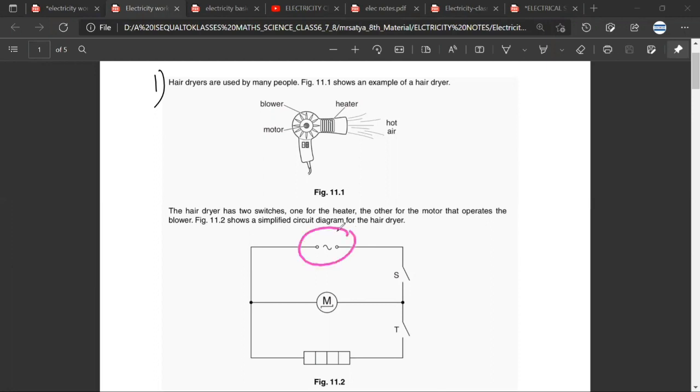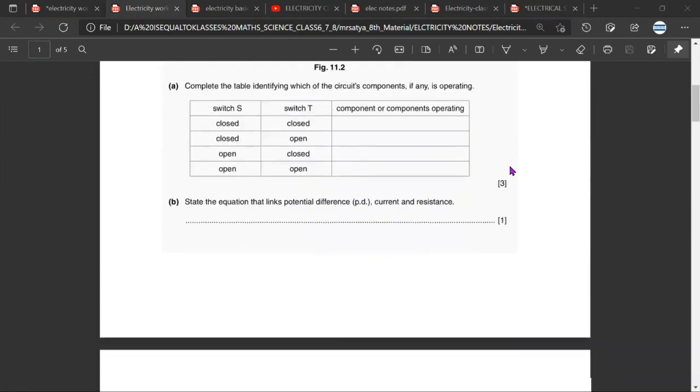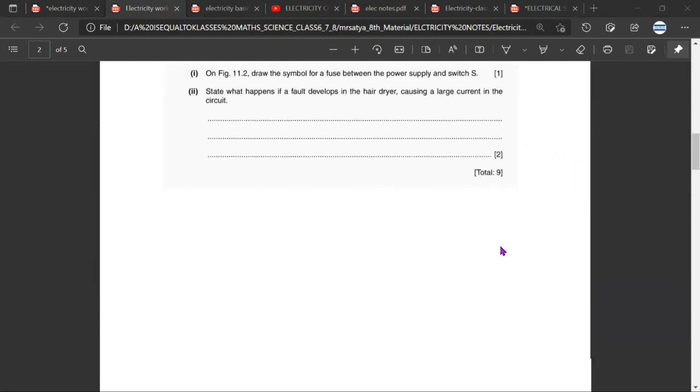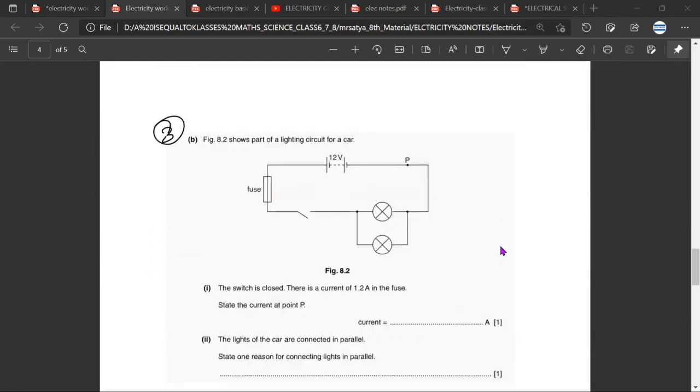So Mr. CB, what will be the symbol of this? This would be AC. Sorry, AC power. So this would be the motor, and the third one would be a heater. Satya, are you able to identify? Yes, sir. So that is why I thought of discussing this, so that we are aware of at least the symbols. We should be able to make out which symbol is which.